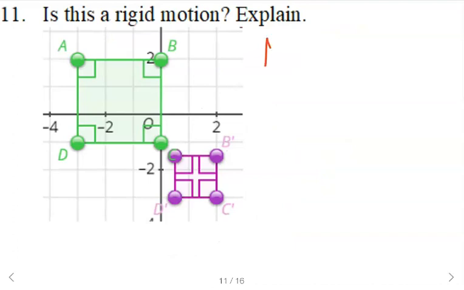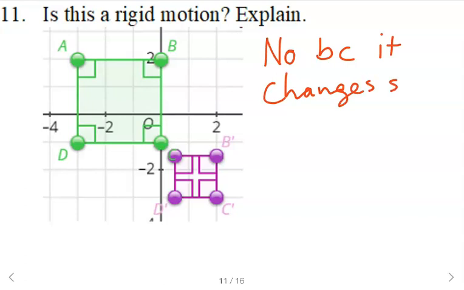Is this the rigid motion? No, because it changes size. For a rigid motion, it must keep its same shape and same size, or we could say same lengths and same angles. So on this one, the lengths change. You've got a side length of 3 here, and it looks like 1.5 here.